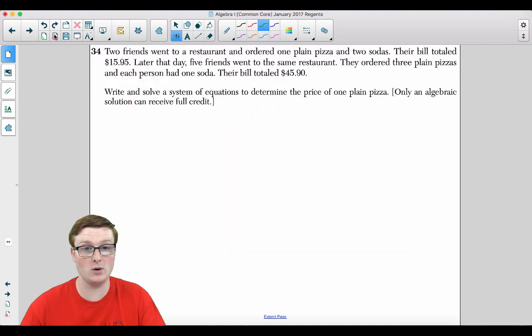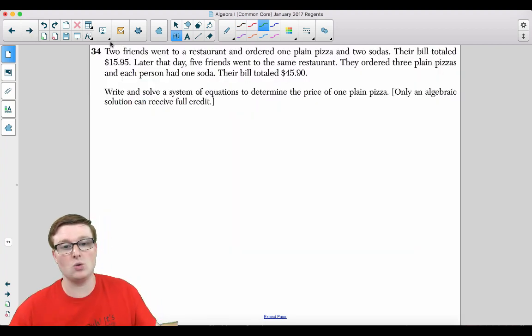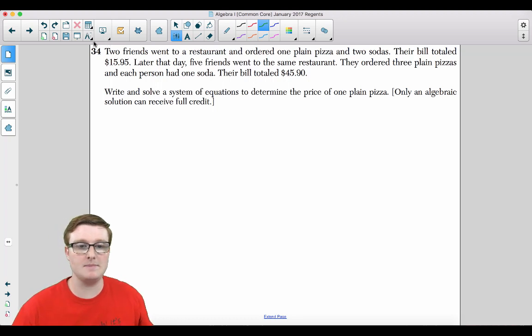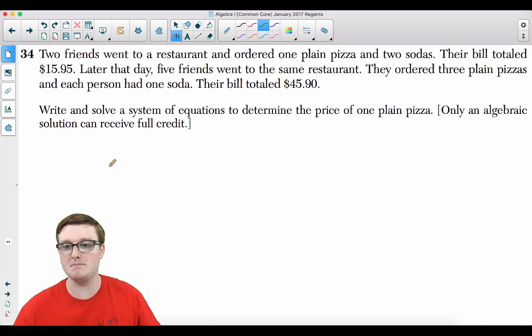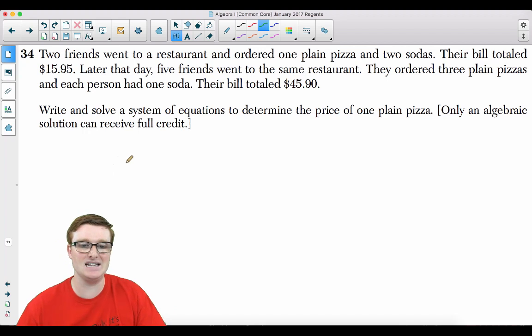Moving along, number 34. All right, 2 friends went to a restaurant and ordered 1 plain pizza and 2 sodas. Their bill totaled $15.95. Later that day, 5 friends went to the same restaurant. They ordered 3 plain pizzas, and each person had 1 soda. Their bill totaled $45.90. Interesting. Write and solve a system of equations to determine the price of 1 plain pizza.